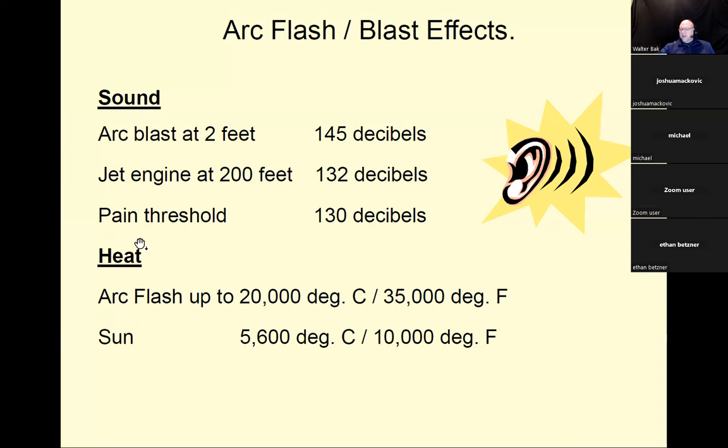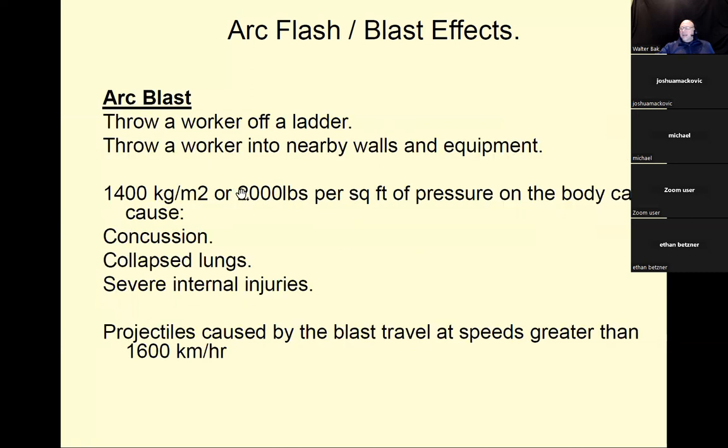So that's the sound. Heat, all right? Arc flash up to 20,000 degrees centigrade or Celsius, which translates into 35,000 degrees Fahrenheit. Just to compare, the temperature of the sun is 5,600 degrees Celsius, and 10,000 Fahrenheit, so see that? All right. All right, arc blast.